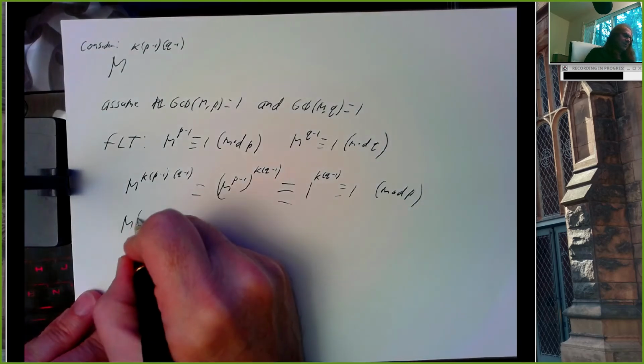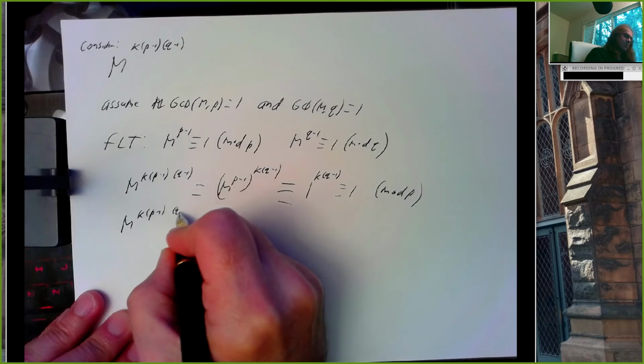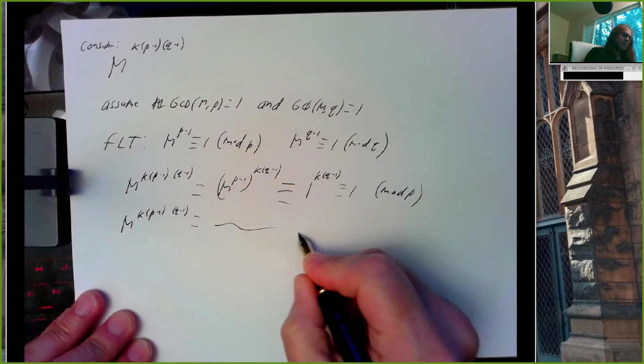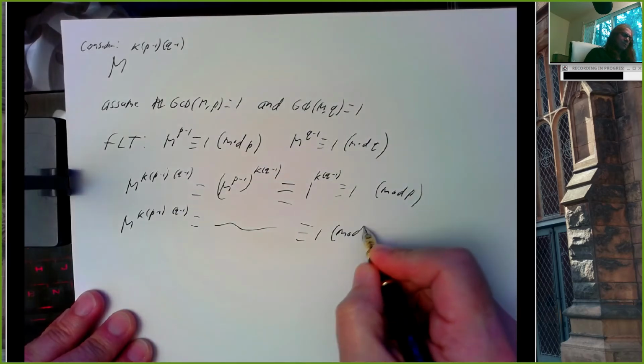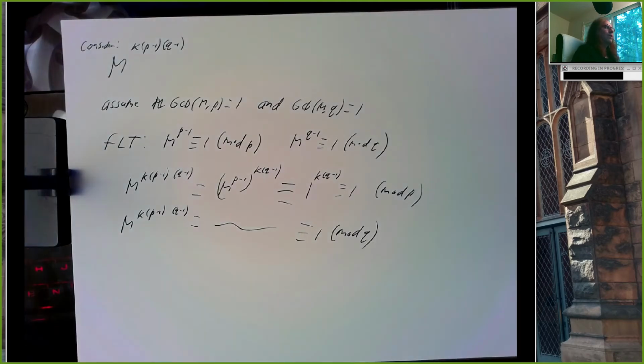And similarly, M to the K times P minus 1 times Q minus 1 we can show is congruent to 1 modulo Q. Fermat's little theorem.